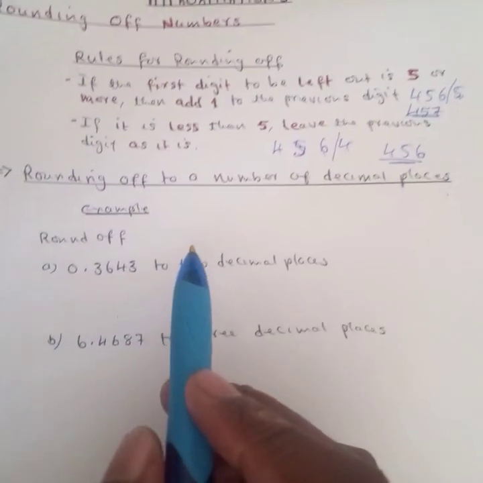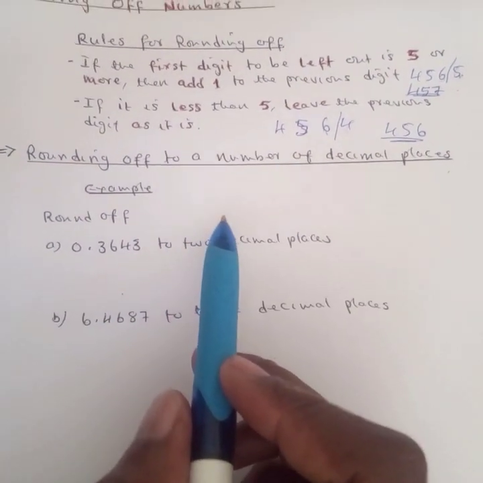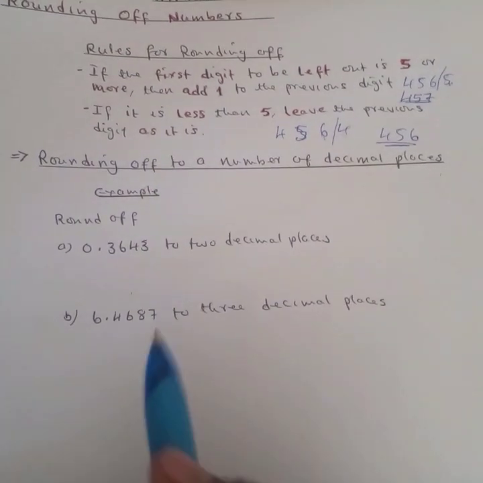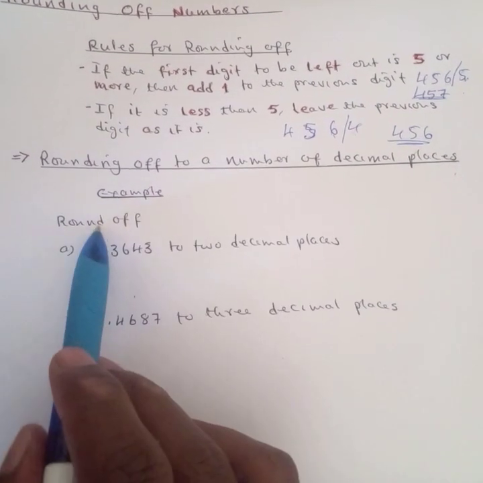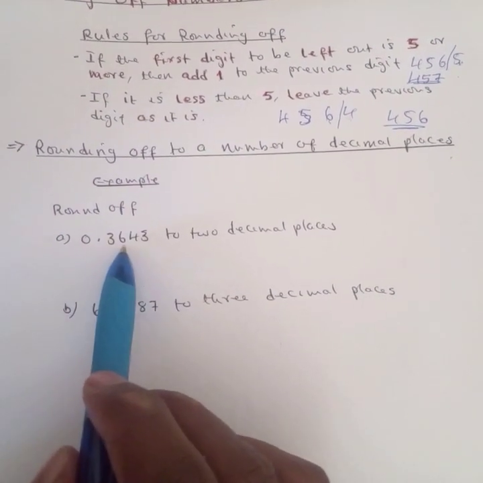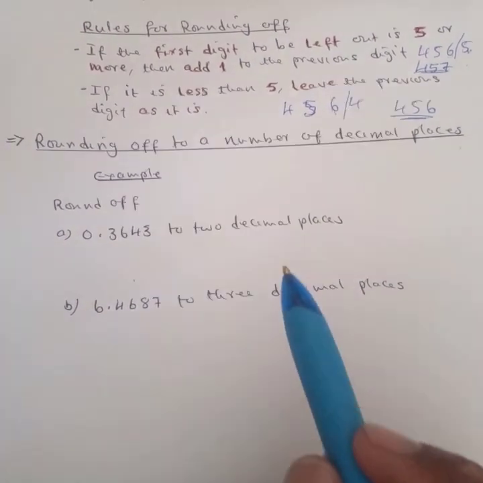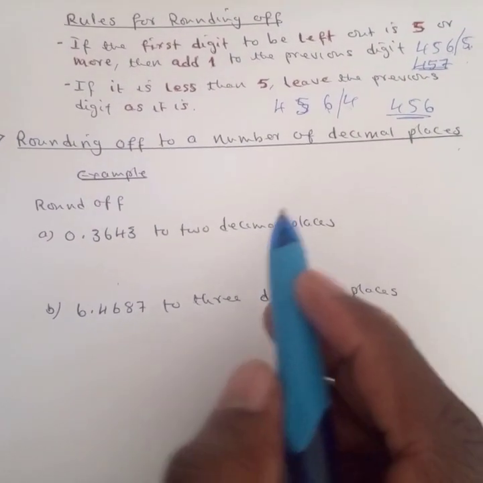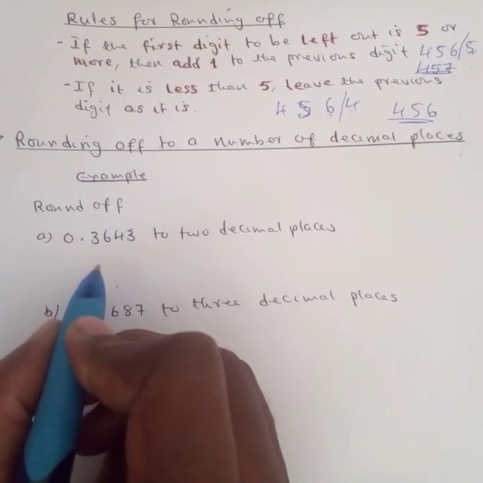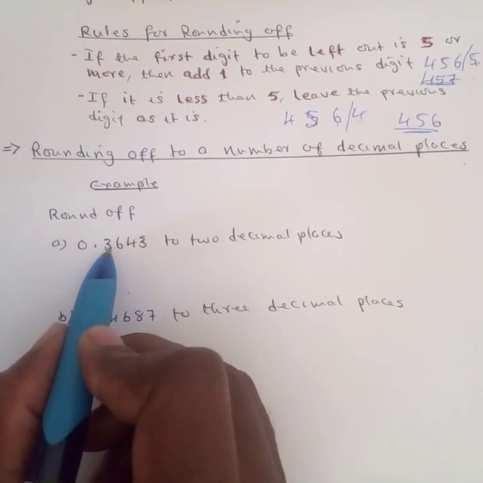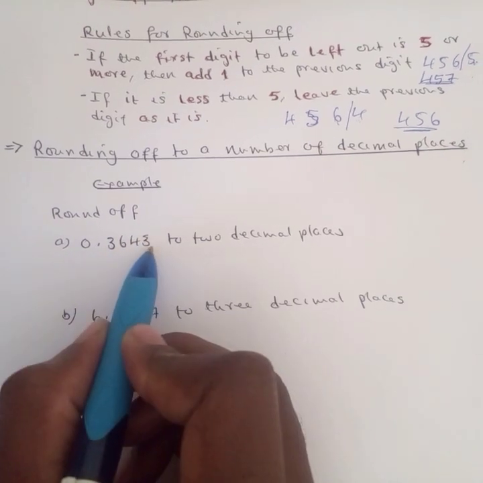Now let's look at rounding off to a number of decimal places. Example, round off 0.3643 to 2 decimal places. So we are trying to round off this one to 2 decimal places. How do we do that? How many decimal places, first of all, are here? There are 1, 2, 3, 4. There are 4 decimal places.